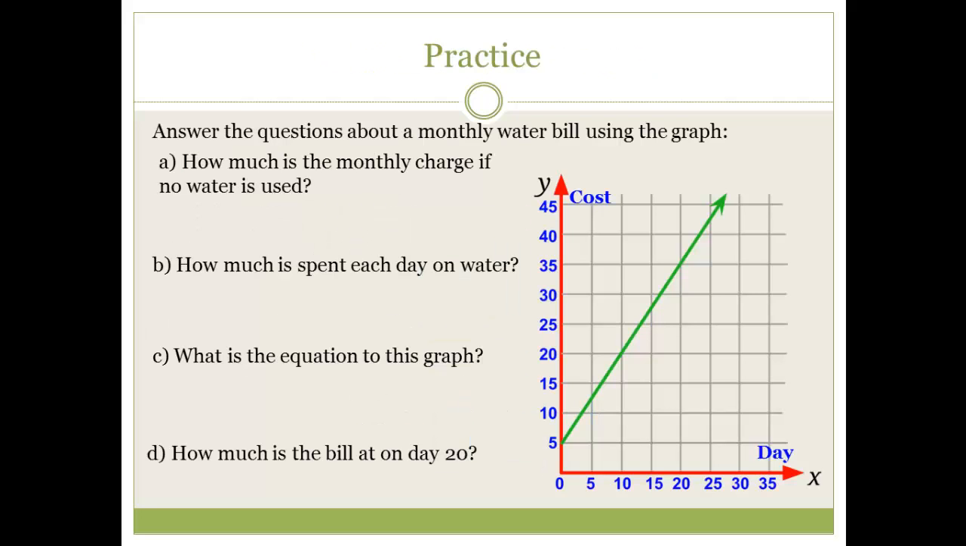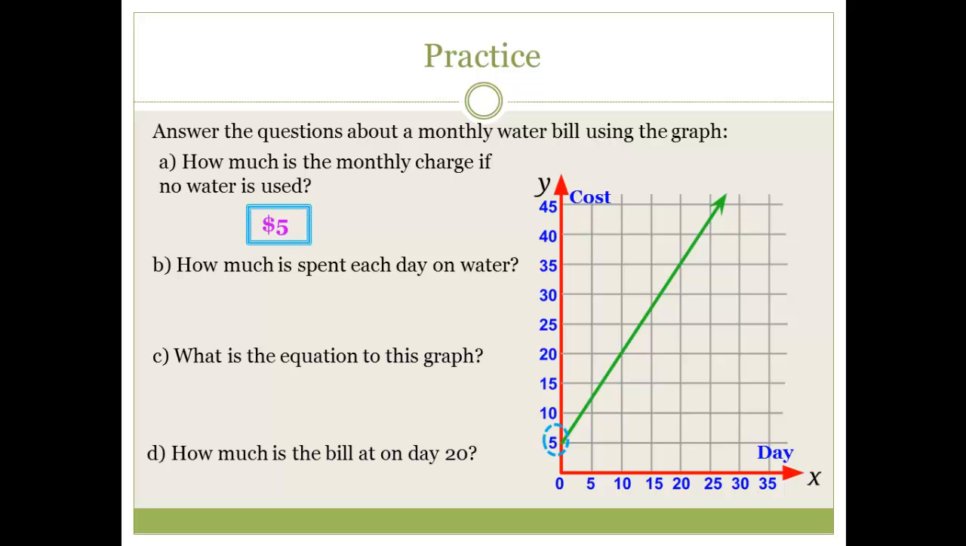Let's try an application problem. The graph to the right shows the water bill over the month. It starts with $5 and then increases each day. How much is charged if no water is used? This is the same as asking for the initial value at x equals 0. This is also the y-intercept, which is $5.